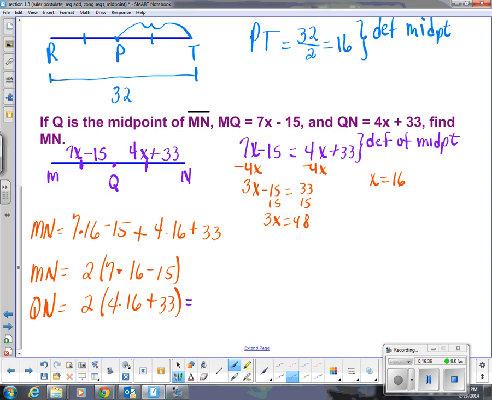So I'm going to finish this one. This is going to be 2 times 64 plus 33, and that is going to be 2 times 97, which is going to be 194.